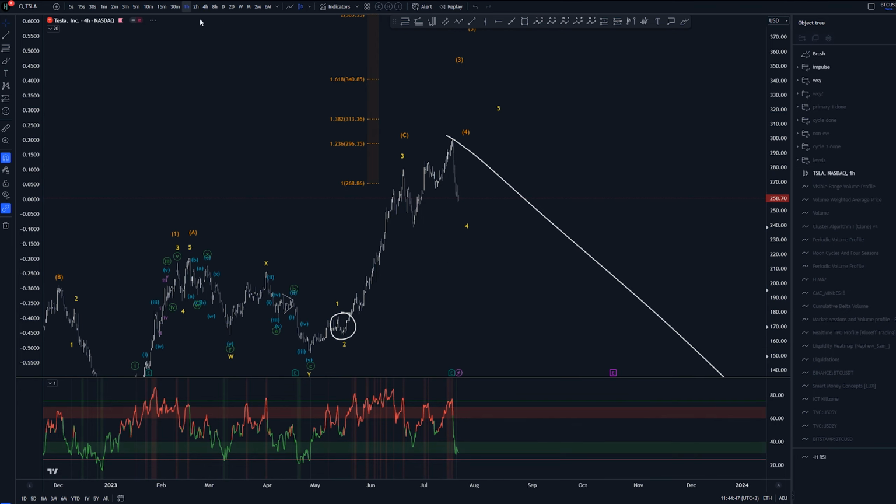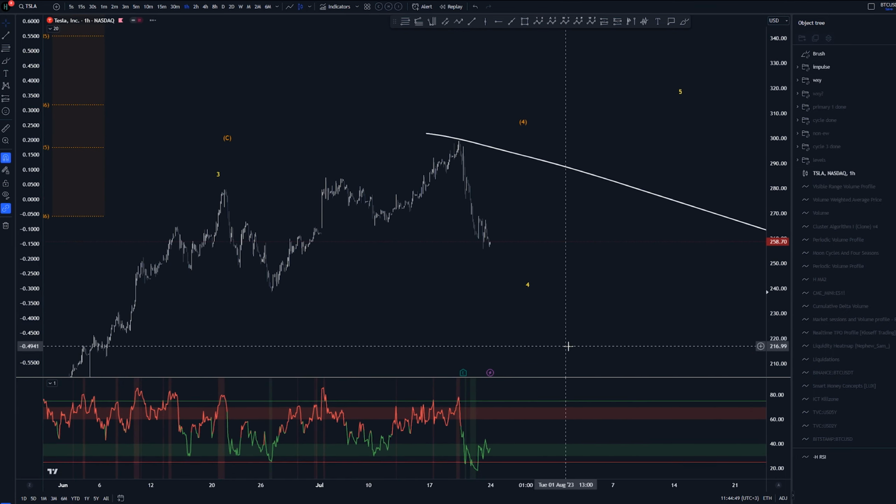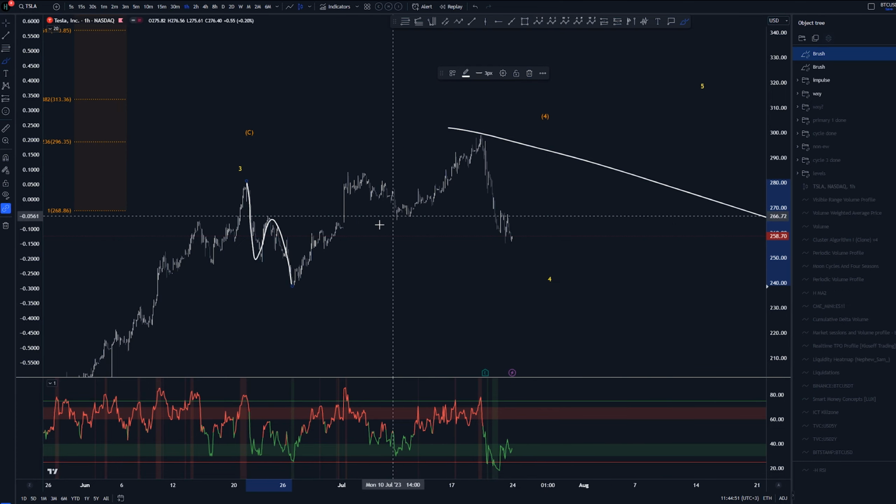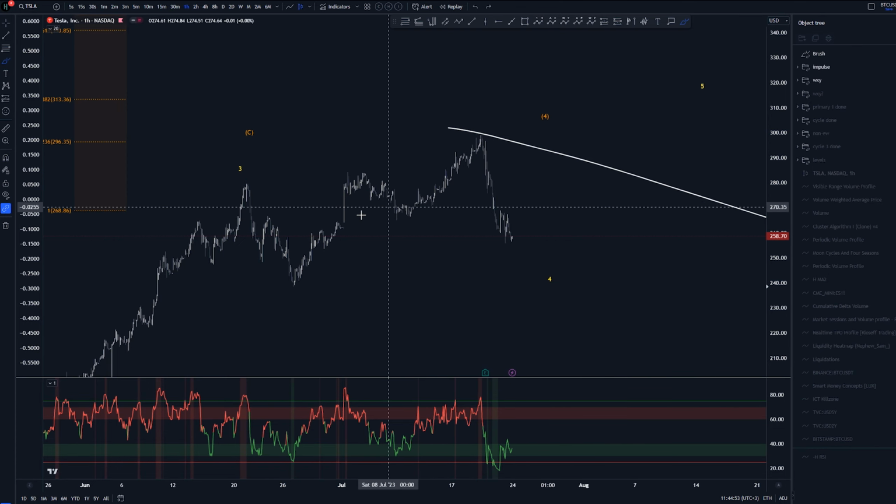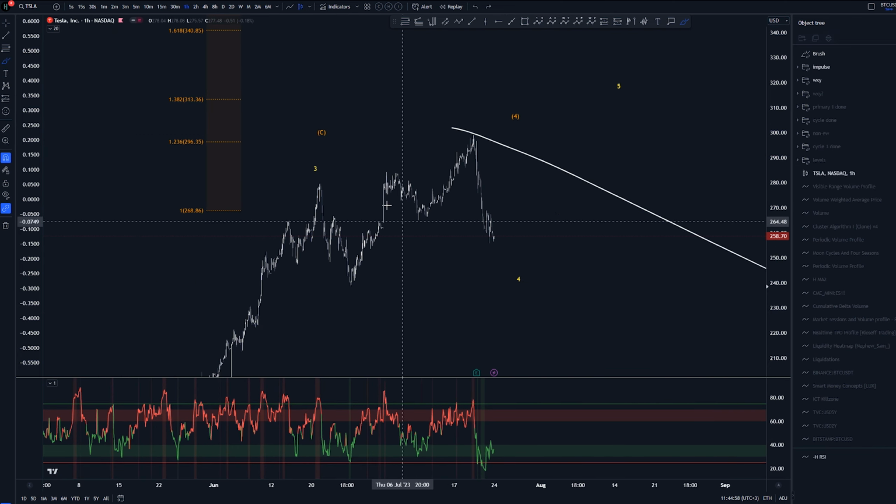Let's zoom in on this structure a bit. We were talking about how this came down in 3, went up in 3, and now we are coming down in what looks like, to me at least, kind of an impulsive move.